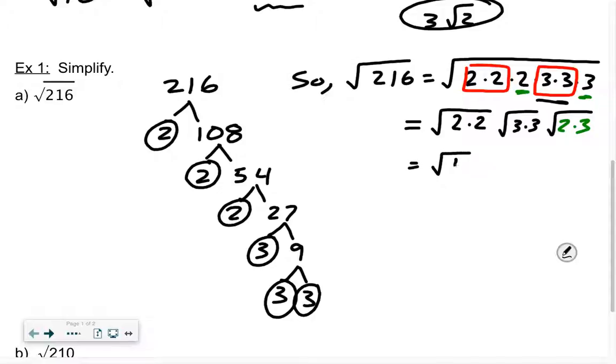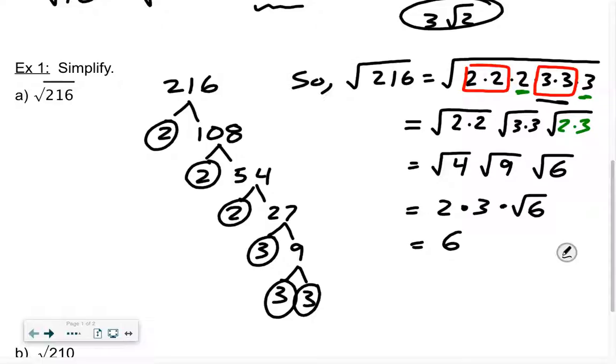Now 2 times 2 is 4, 3 times 3 is 9, and 2 times 3 is 6. And what was the benefit of doing all that? Well, notice square root of 4 is 2, square root of 9 is 3, and the square root of 6, well, is just going to simply be the square root of 6. We can't break that down any further. And lastly, we're going to take 2 times 3 to get 6. So we come up with 6 square roots of 6.